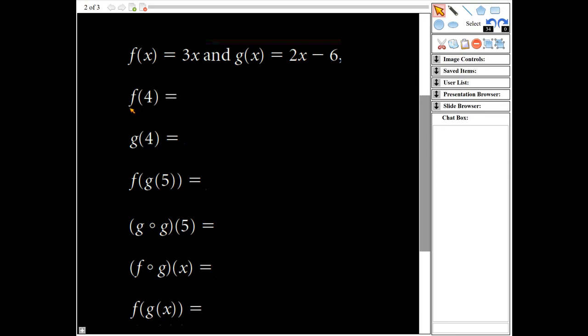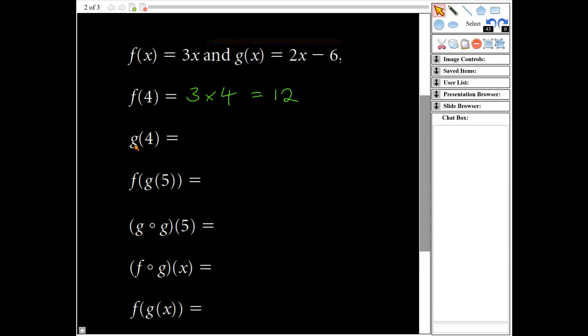Now also you might see something like this. This means work out function f with the value of 4. So all that would mean is you take the value of 4 and you put it into function f. So in order to work this out, I'd say, okay, function f is 3 times x, so it's going to be 3 times 4, because I'm using the value of 4. So I just replace the x with 4, so that would therefore give me 12.